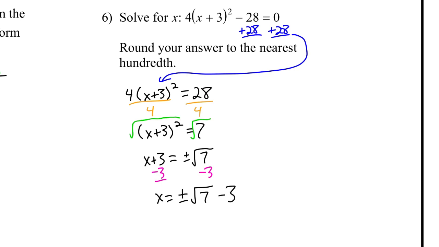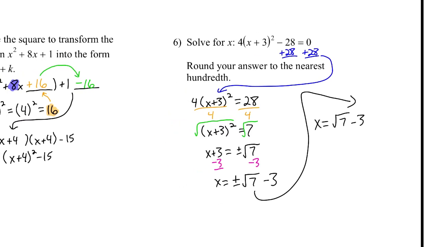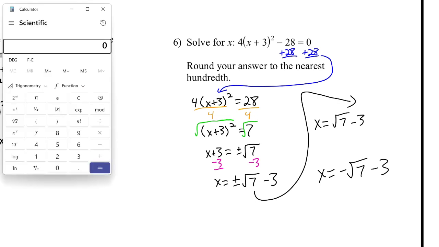Now, if you wrote negative 3 plus and minus square root 7, that's just fine. Either way works. Doesn't really matter. But notice that I do have a positive and negative, so I need to now split this into two different situations. x is equal to square root 7 minus 3, and x is equal to negative square root 7 minus 3. So I'm going to need a calculator here now, so let's pull up a calculator.